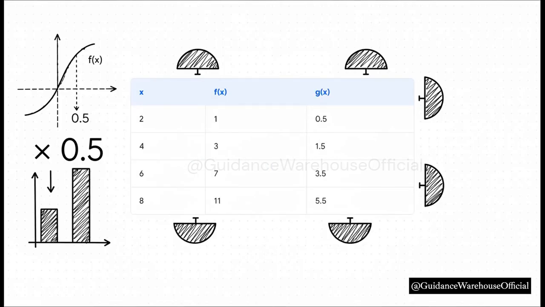Applying a vertical compression is beautifully simple. Looking at this data right here, multiplying the outside function by 0.5 simply cuts every single output value directly in half, making the resulting graph literally half as tall.